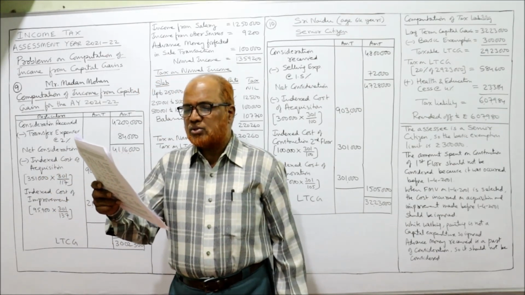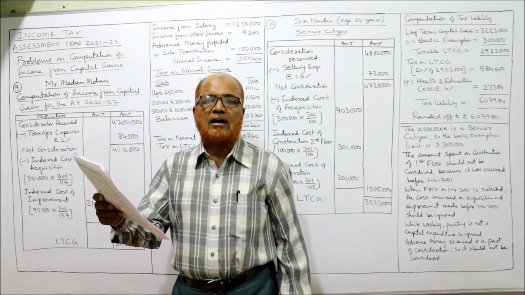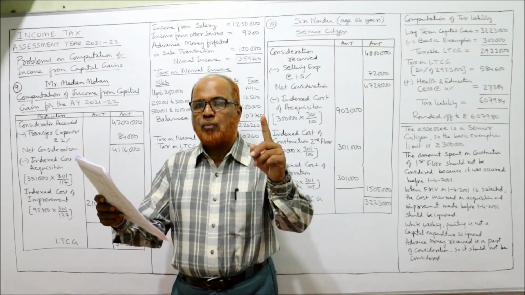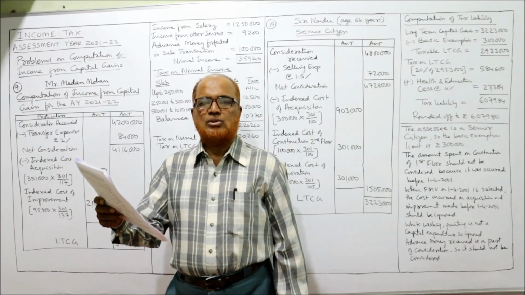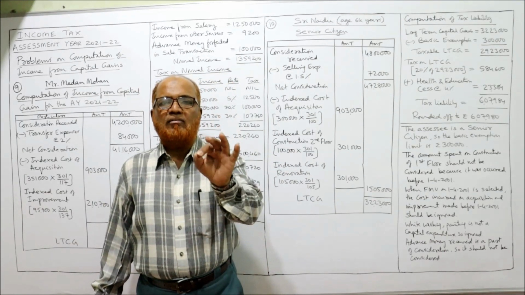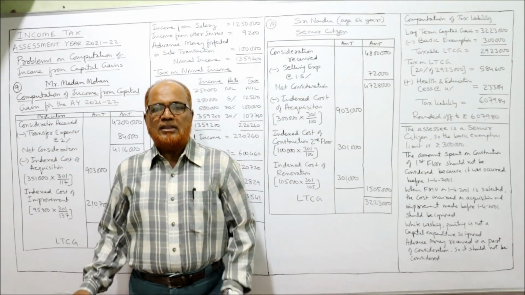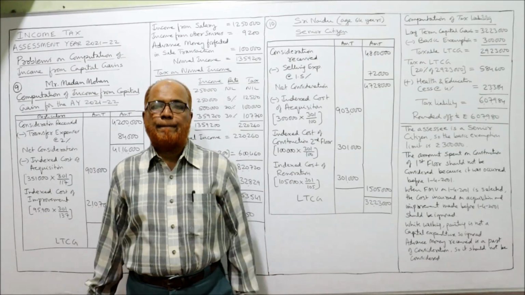During the previous year 2020-21, the property was sold for 48 lakh. This is the consideration received. Selling expenses are 1.5%, and advance received is 70,000. It is not forfeited; it is simply given as advance received. So it's a part of the consideration. This 70,000 is a part of the consideration of 48 lakh.